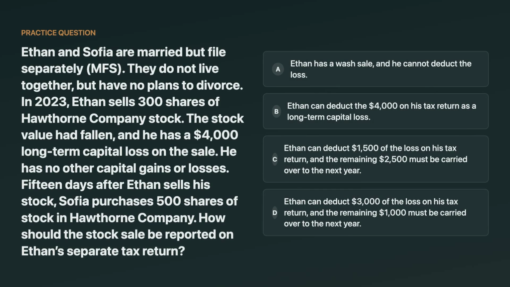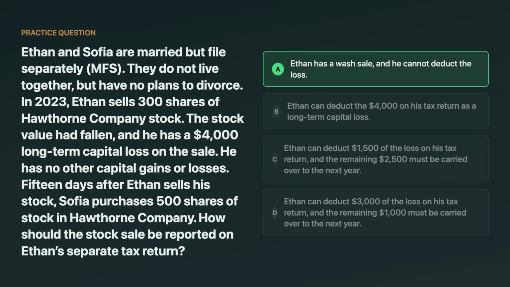Ethan and Sophia are married filing separately and don't live together. In 2023, Ethan sells 300 shares of Hawthorne stock at a $4,000 long-term loss with no other capital gains or losses. 15 days later, Sophia buys 500 shares of Hawthorne stock. How does Ethan report the sale on his separate return? Think about it.